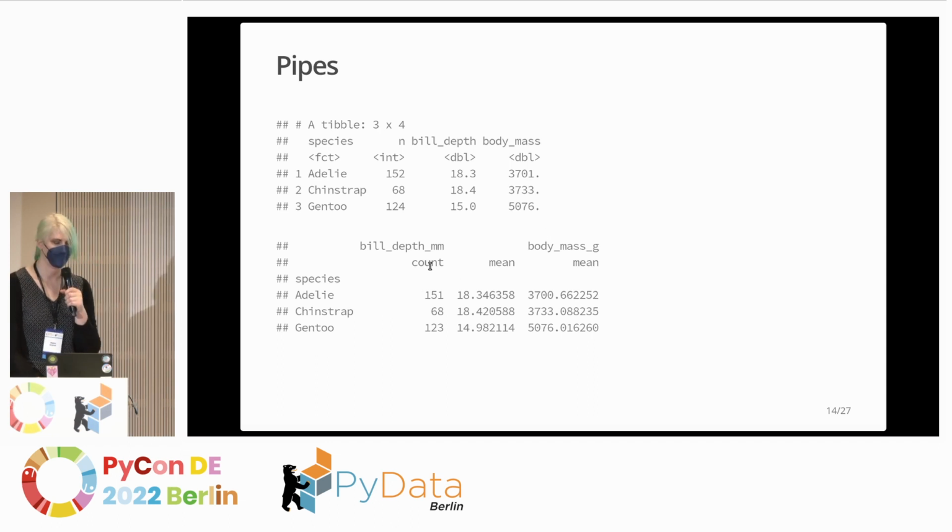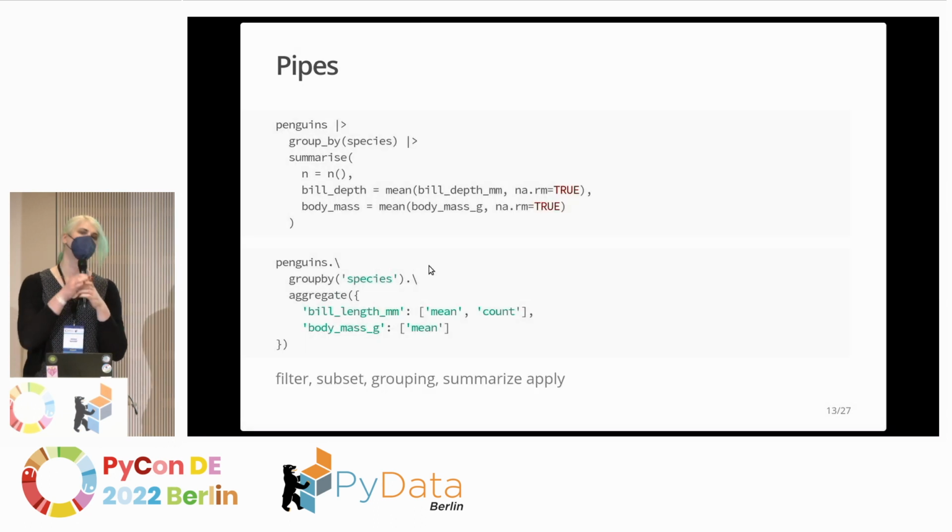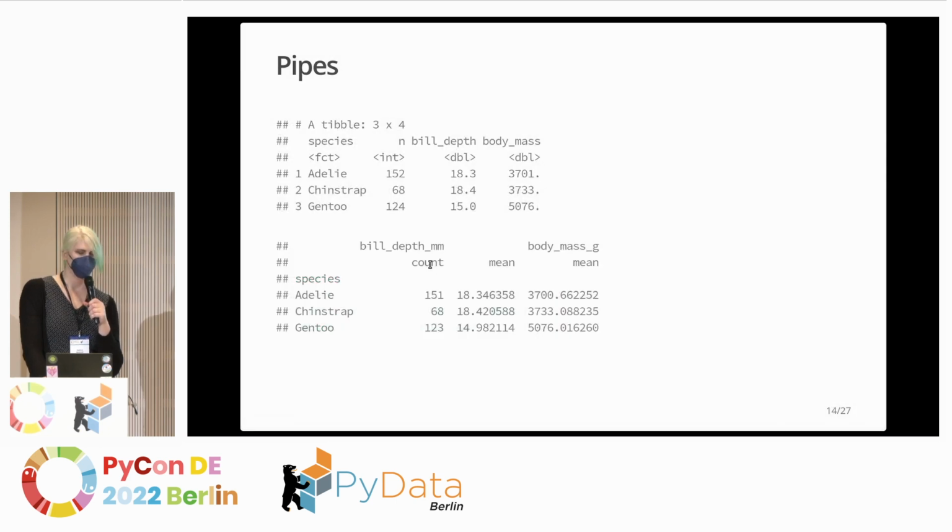Okay. Yeah, and what you can also do with pipes that is really nice in R is all the filtering and subsetting and so on. But that's all also possible with pandas, but not with pipes, unfortunately. Okay.